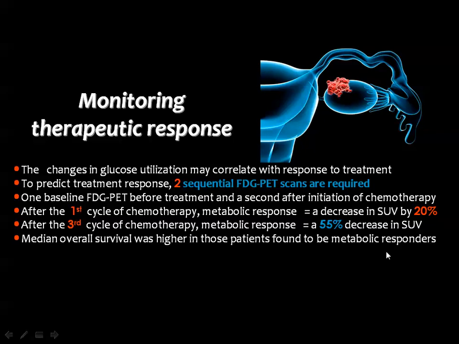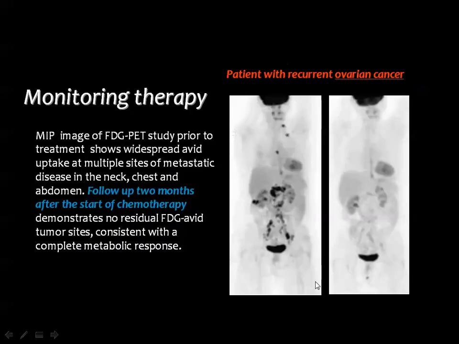And the literature now says that you can use PET CT for this target, and you should have a basic pre-therapeutic PET CT. Then you may have another PET CT after the first cycle of chemotherapy. If there is a metabolic response, then there should be a decrease in the standard uptake value by 20%. And after the third cycle of chemotherapy, metabolic response equals a decrease by 55% in the standard uptake value.